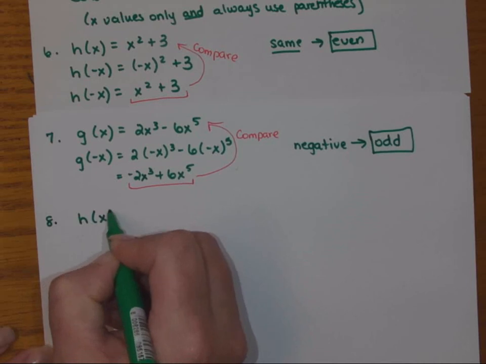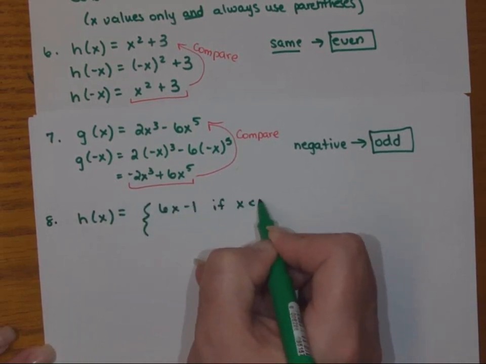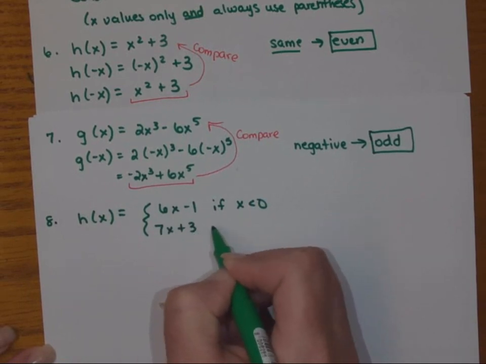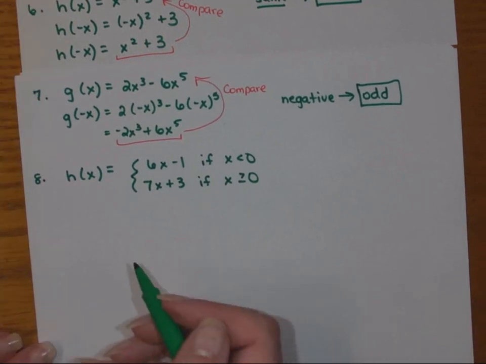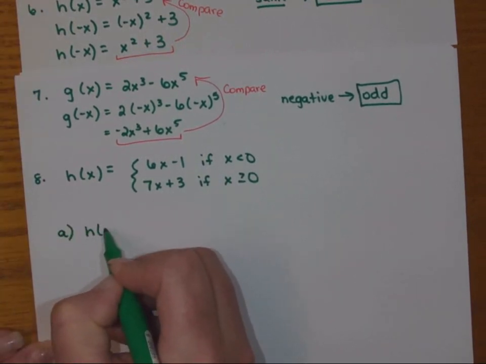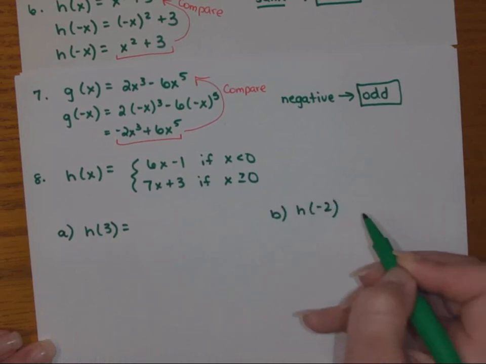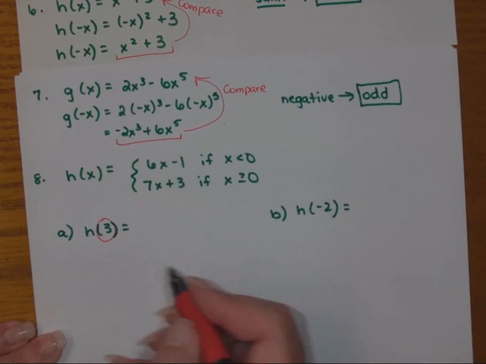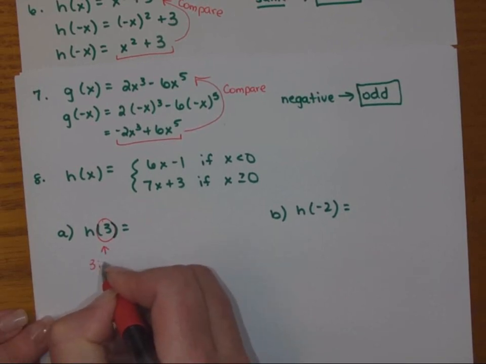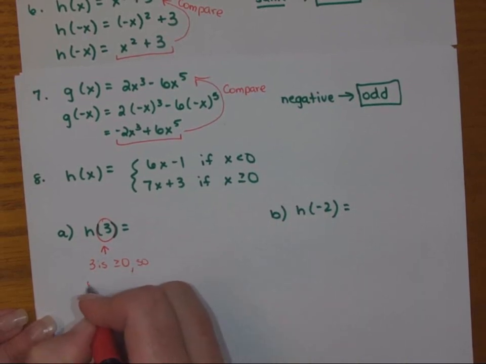All right, so number 8 is a piecewise function. And then it asks you to find h of 3 and h of -2. So it's very close to number 2 on the same review. It's just that you have to make a decision about which equation you should be using based on the x value. Okay, so notice that 3 is greater than or equal to 0, right? So we need to use equation 2.